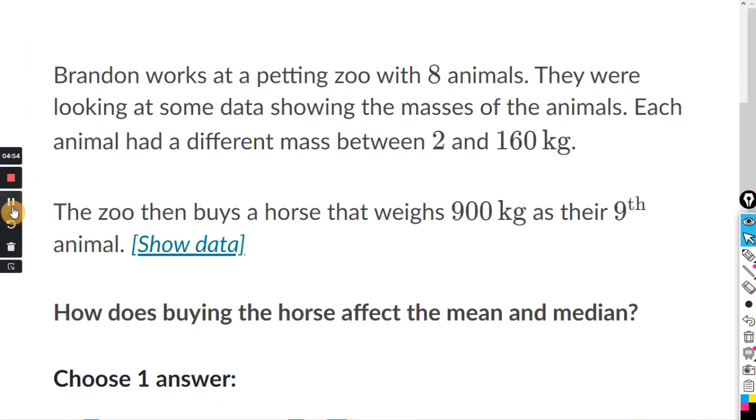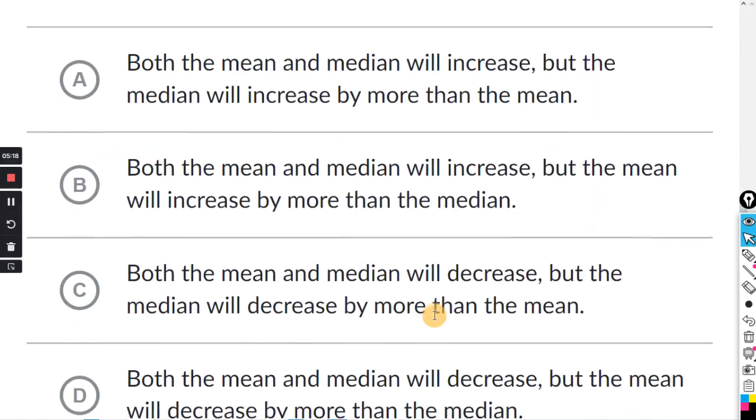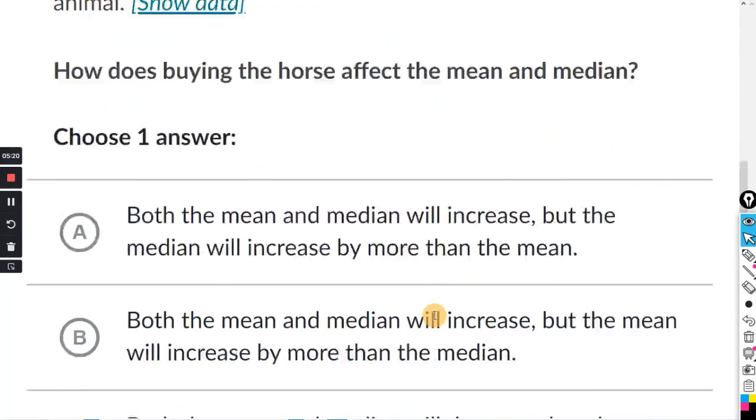It says Brandon works at a petting zoo with 8 animals. They were looking at some data showing the masses of the animals. Each animal had a different mass, between 2 and 160 kilograms. The zoo then buys a horse that weighs 900 kilograms as their 9th animal. How does buying the horse affect the mean and the median? And you can see it's multiple choice.